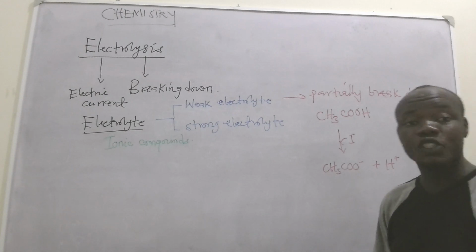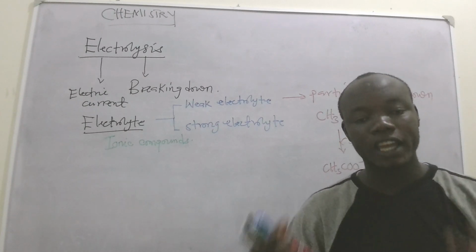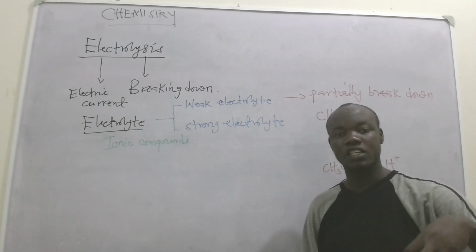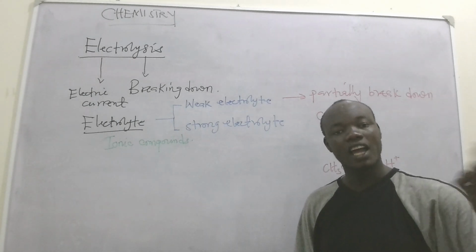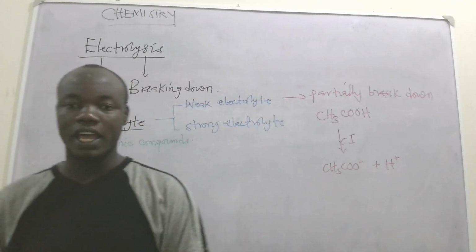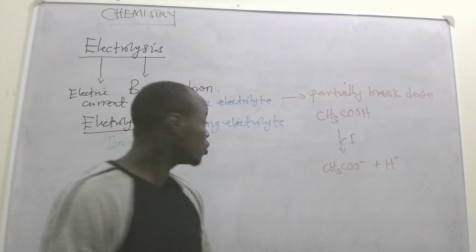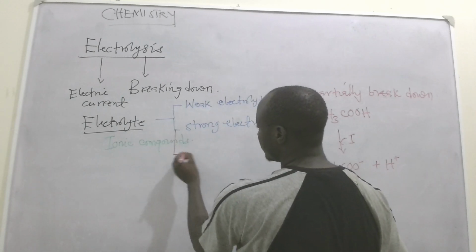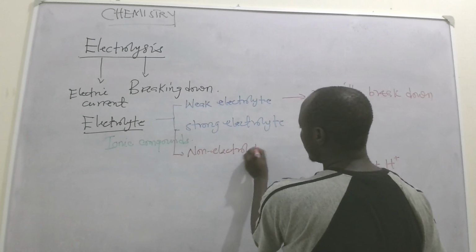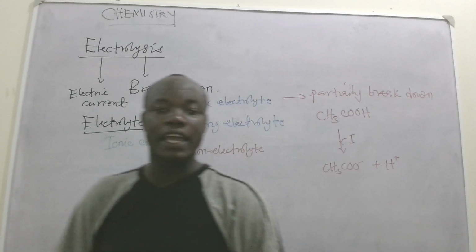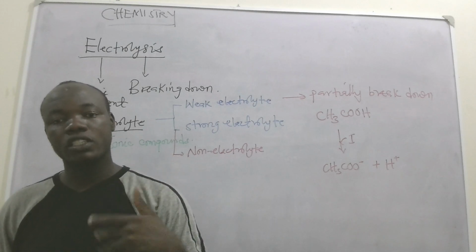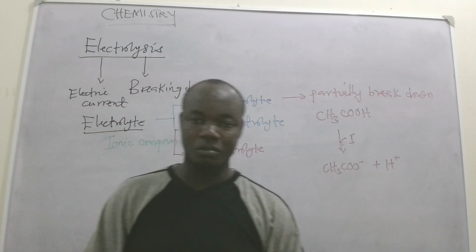In the situation where we have strong electrolytes, they are electrolytes that completely dissociate or completely ionize, while weak electrolytes are partially ionized. We also have non-electrolytes. When we say non-electrolyte, it means that they are not dissociated at all.